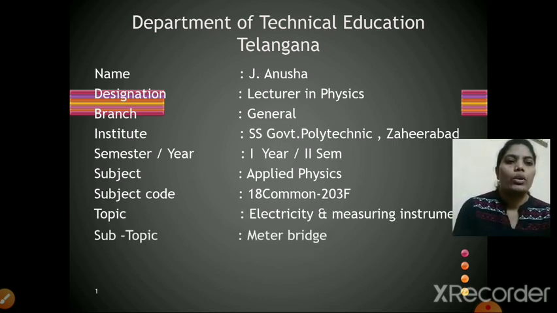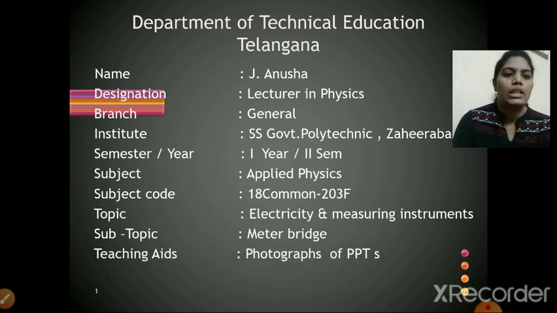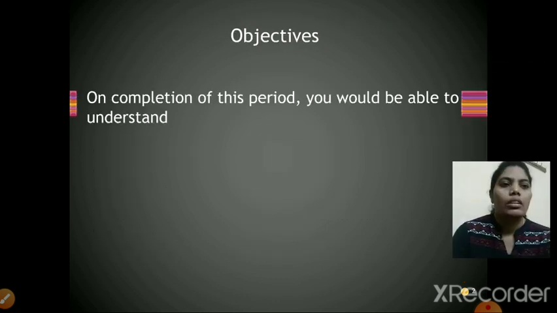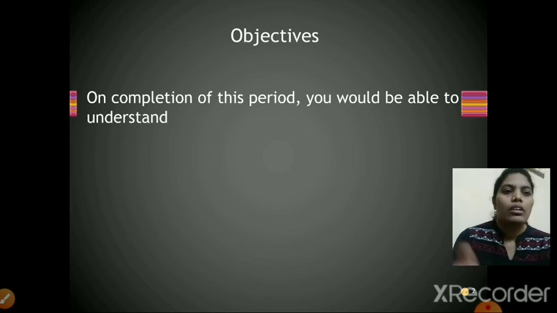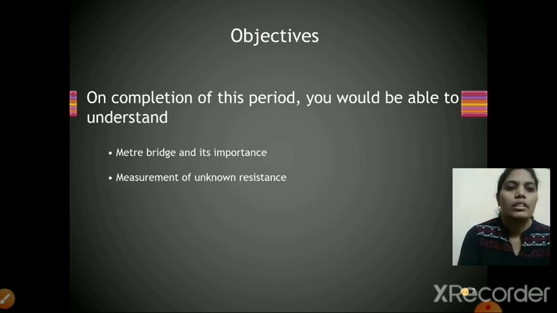And the topic we were discussing is the fifth chapter from our syllabus, that is electricity and measuring instruments. In today's session we are going to learn about meter bridge with the help of a small PowerPoint presentation. The main objective of our class is, on completion of this period, you will be able to understand what is meter bridge and its importance, and how we can measure an unknown resistance with the help of meter bridge, and also how we can measure specific resistance.